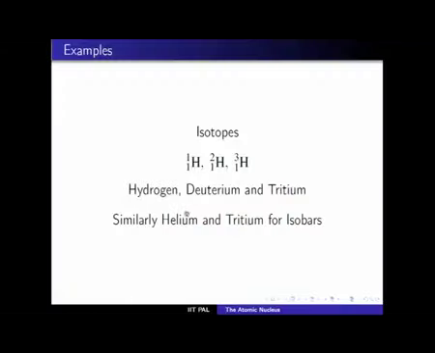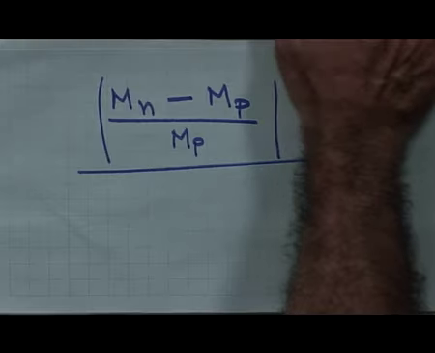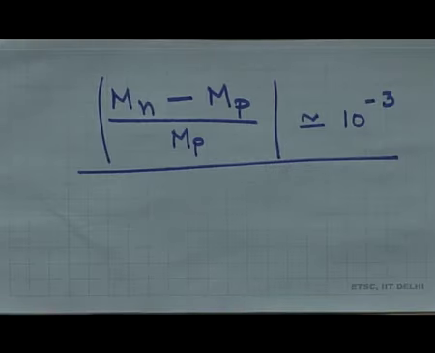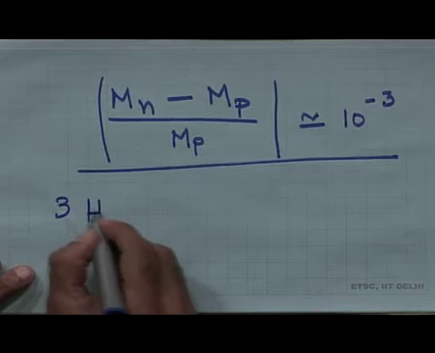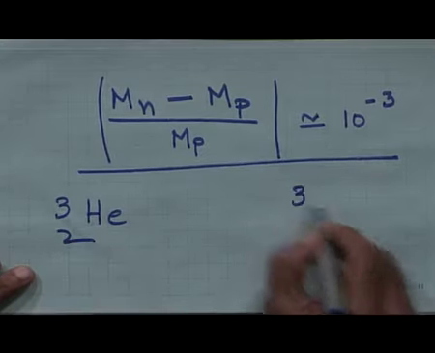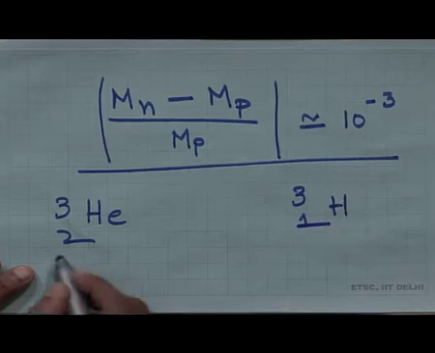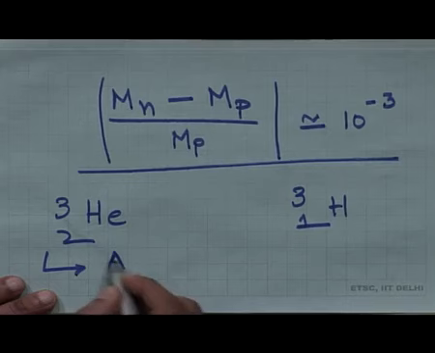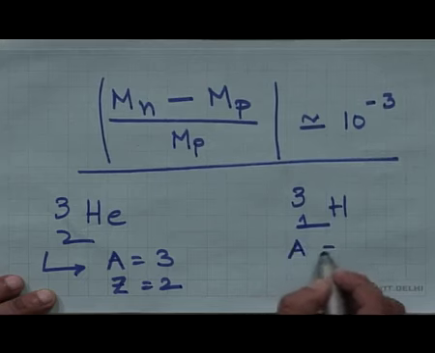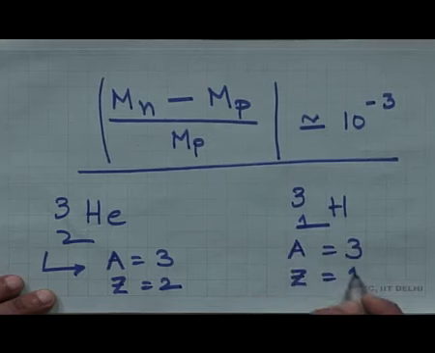In a similar manner, you can look at helium and tritium. You can look at helium-3, which consists of 2 protons and 1 neutron, and tritium, which consists of 2 neutrons and 1 proton. Both of them have the same atomic mass number. So let me write that for you here. So I want to write, for example, 3He2 and 3H1. That is what I want to write. So here my A is equal to 3, my Z is equal to 2, and here also my A is equal to 3, but Z is equal to 1.